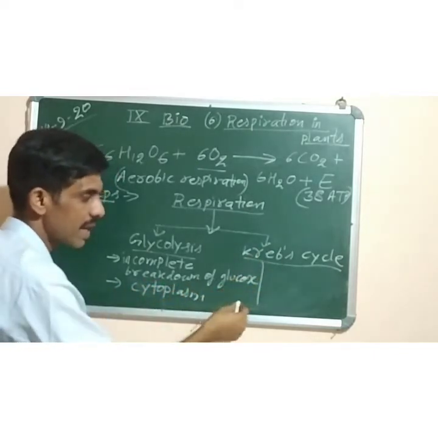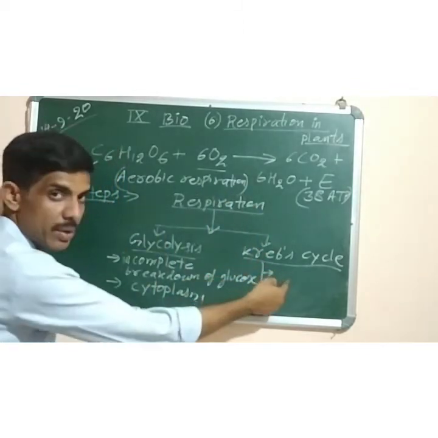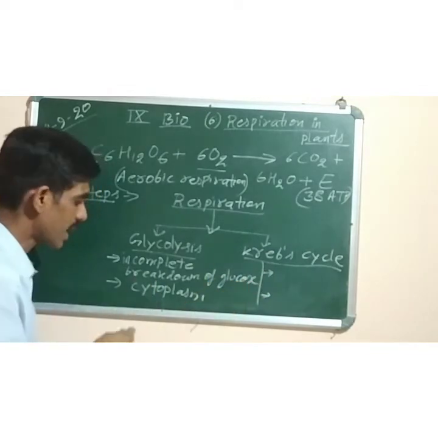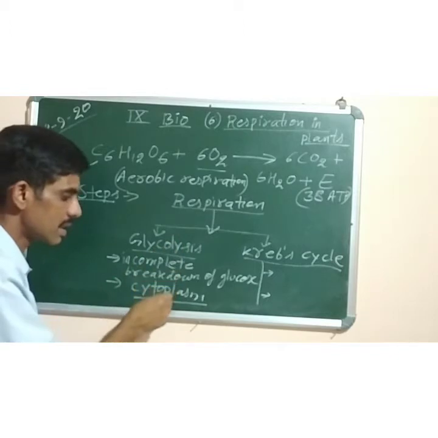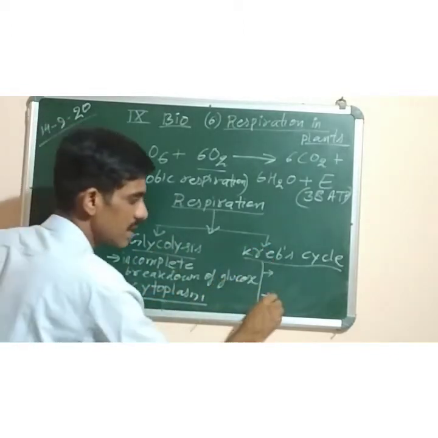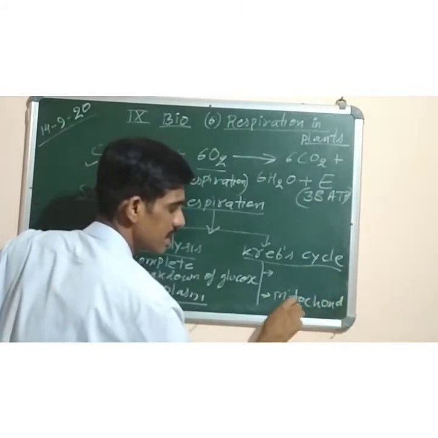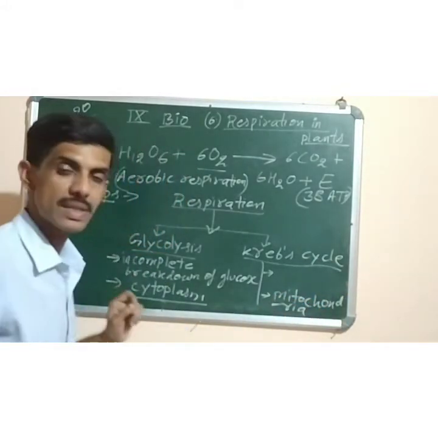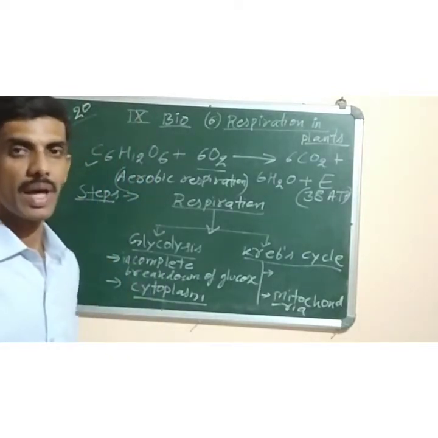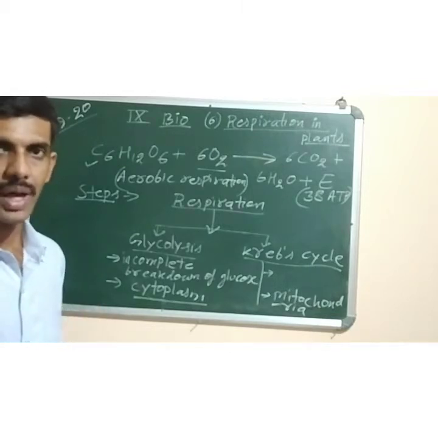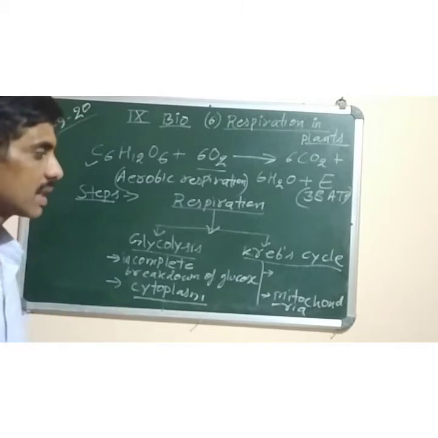Now, what is Krebs cycle? It is the complete oxidation or breakdown of glucose. Glycolysis occurs in the cytoplasm. Krebs cycle occurs in the mitochondria. Mitochondria is the name of the cell organelle which is the site of respiration. And because energy is released in mitochondria, they are also known as the powerhouse of the cell, because they generate power or energy inside them.